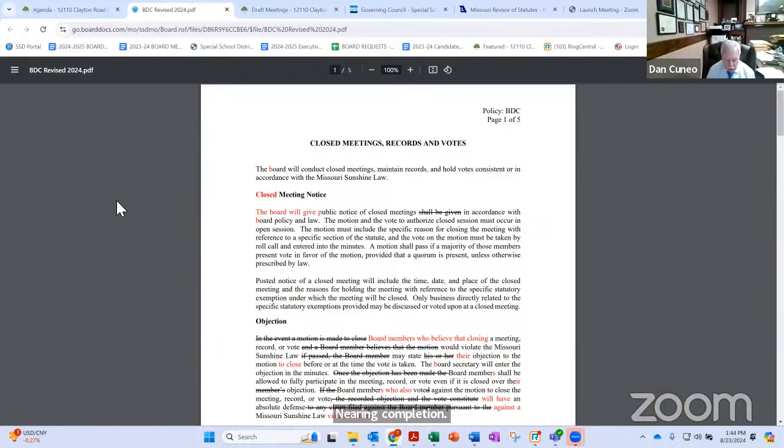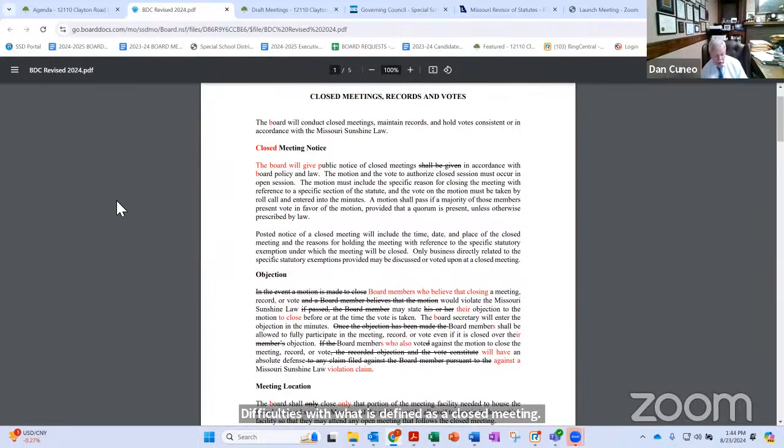Closed meetings was one of the issues where we've had difficulties at different times with what is defined as a closed meeting. I have no suggestions on the policy. What I would recommend is that there is a pamphlet that defines closed meeting. I'd recommend that be given to every board member, especially every new member. I think MSBA puts one out. I remember getting a pamphlet once upon a time. Our individuals that serve as lobbyists picked them up for us and distributed them when they came to a meeting.